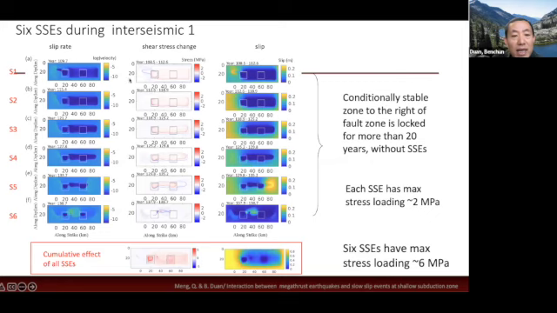6 SSEs mainly load this high stress asperity. Each one loads a certain amount of stress into the interior of it. The cumulative effect is about 6 MPa shear stress accumulated on S1. Finally, this makes the second event able to rupture this S1.